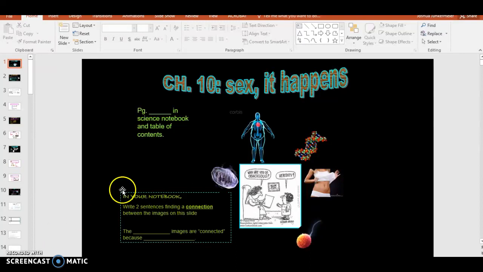This is slide 1, so go ahead and write slide 1 in your notebook, and you're supposed to look at picture 1, 2, 3, 4, 5, and 6. You want to look at those pictures, interpret them, figure out what they're about. This is a mitochondria. We got a male, an overweight man. We have DNA. We have a female who is either at weight or underweight. We have a sperm and an egg.